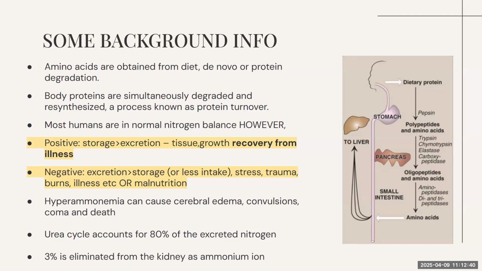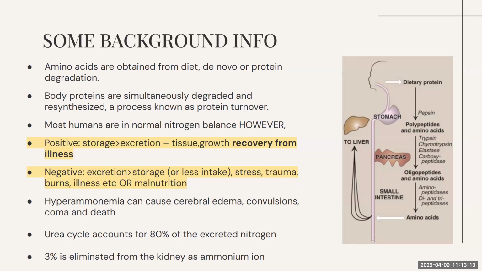Now, hyperammonemia can cause cerebral edema, convulsions, coma, and death. Hyperammonemia means an increase in ammonia in the blood. Cerebral edema is an increase of fluid in the cranial cavity, which puts a lot of pressure on the brain, causing seizures, which is convulsions. The urea cycle accounts for 80% of the excreted nitrogen, and 3% is eliminated from the kidney as ammonia.